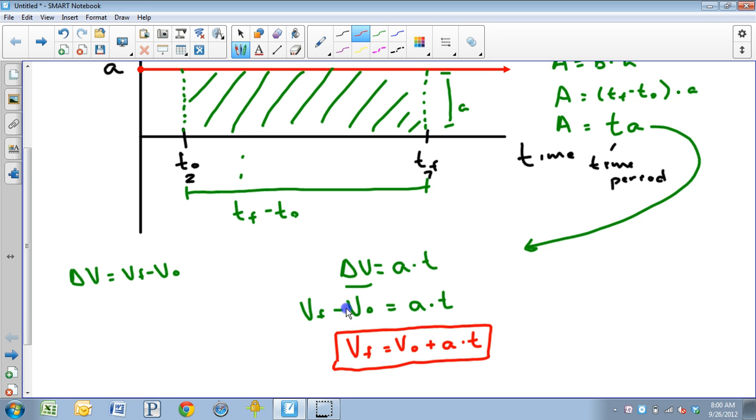That in general, when we are looking to find the final velocity of an accelerated object, we can find it by taking its initial velocity and adding to it the acceleration multiplied by the time that it's actually accelerating.